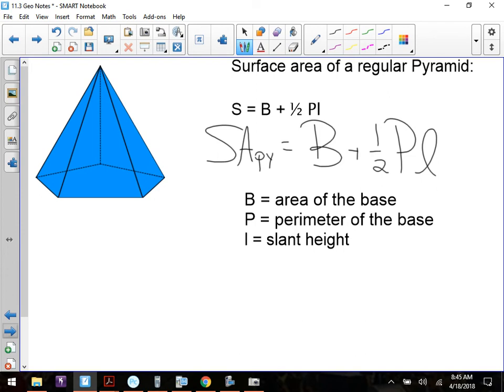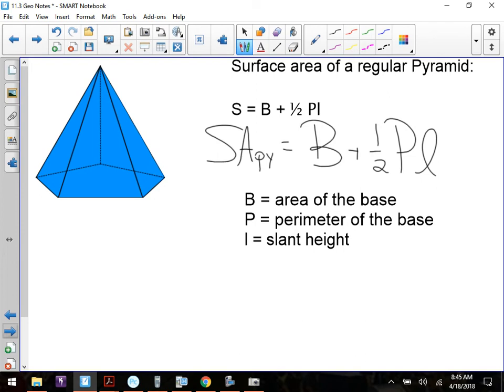The size I'll leave at the point, right? There's only one base. Good. And that P, remember, it's the perimeter of the base. How do you find perimeter again? Add what? Size over what? Base.